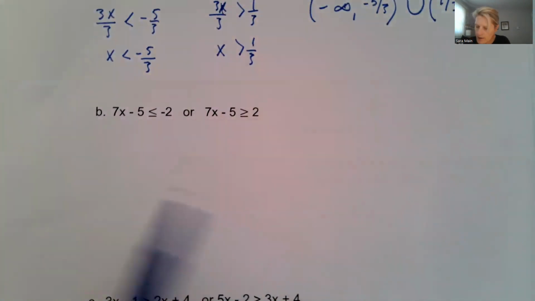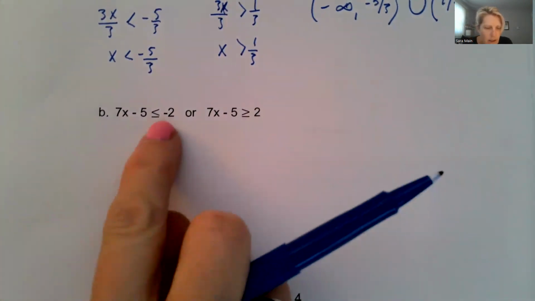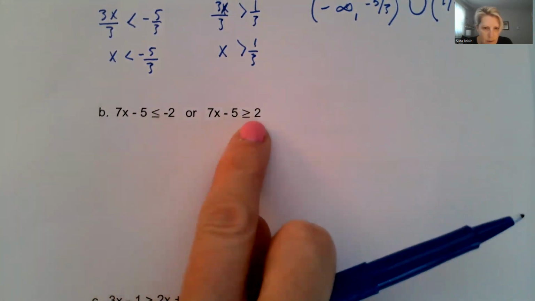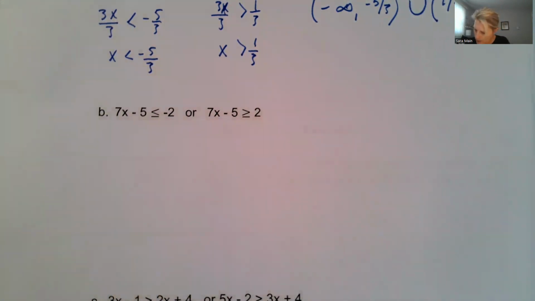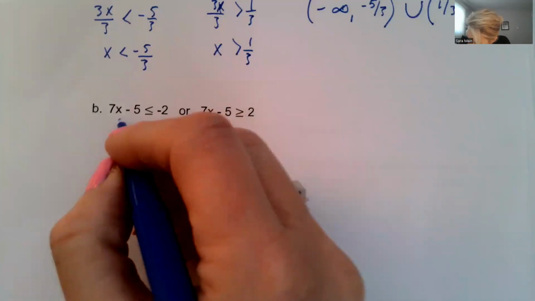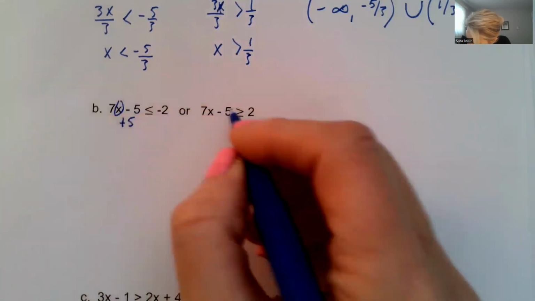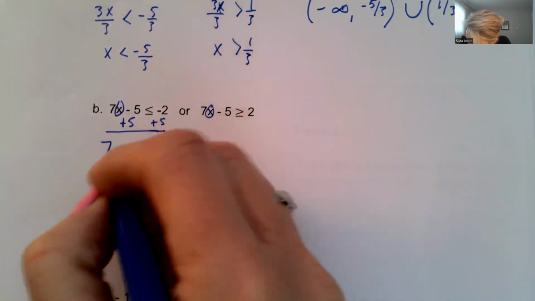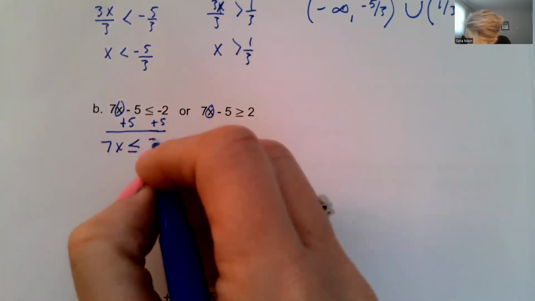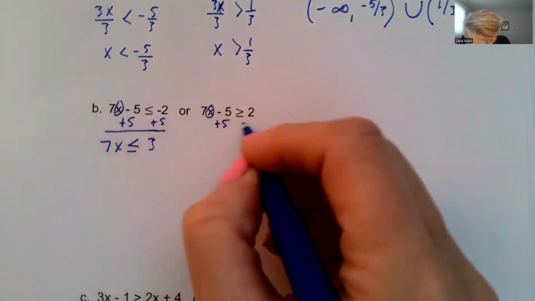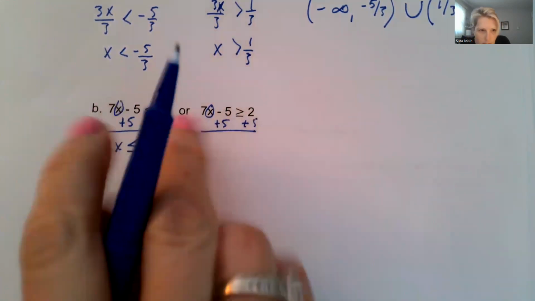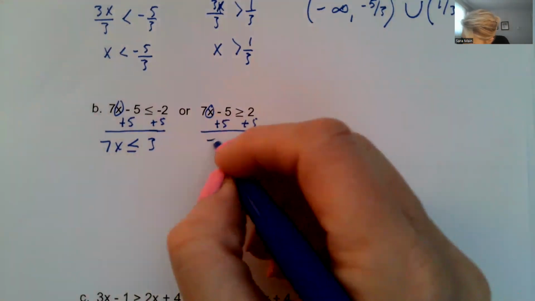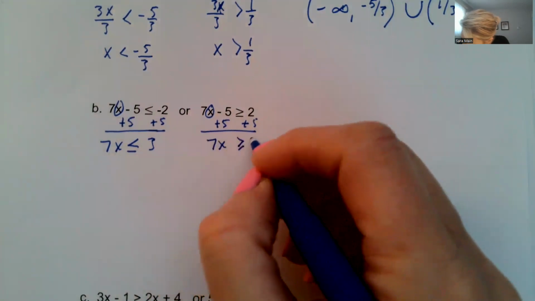The next one we have is the expression 7x minus 5 is less than or equal to negative 2, or that same expression 7x minus 5 is greater than or equal to 2. So we're going to add 5 because we want to solve for x on both of these. So we get 7x is less than or equal to 3. And we can do this simultaneously because we're doing the same operations to solve for x on both inequalities. So we get 7x is greater than or equal to 7.